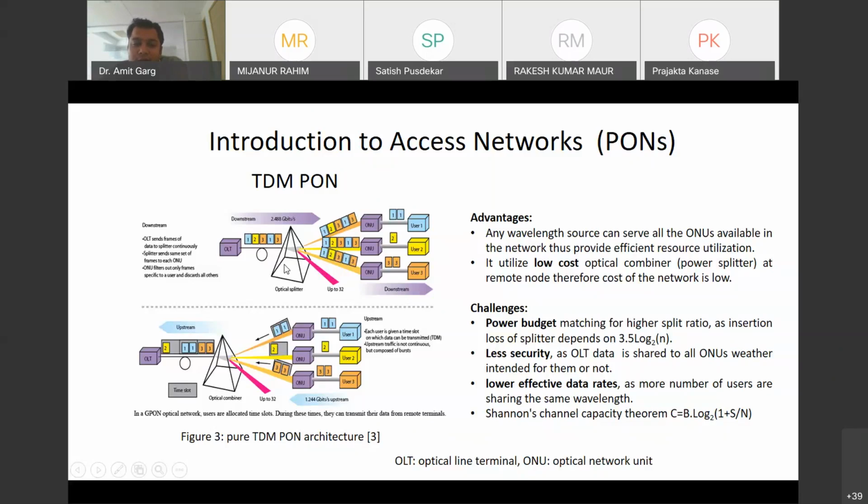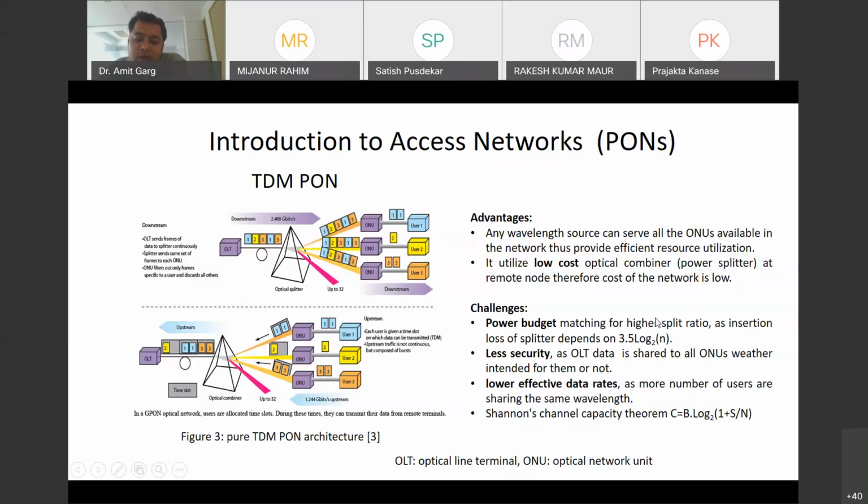means we are dividing the signal into two parts. There must be a loss or degradation in the power of 3 dB, that is half. But due to the connection issues, or there must be some reflections there, so some additional loss will be there. So we generally assume 3.5 log of 2n as the loss of the optical splitter.